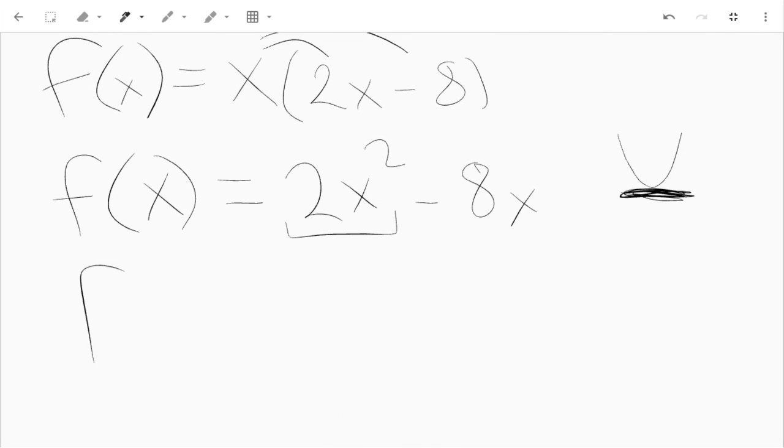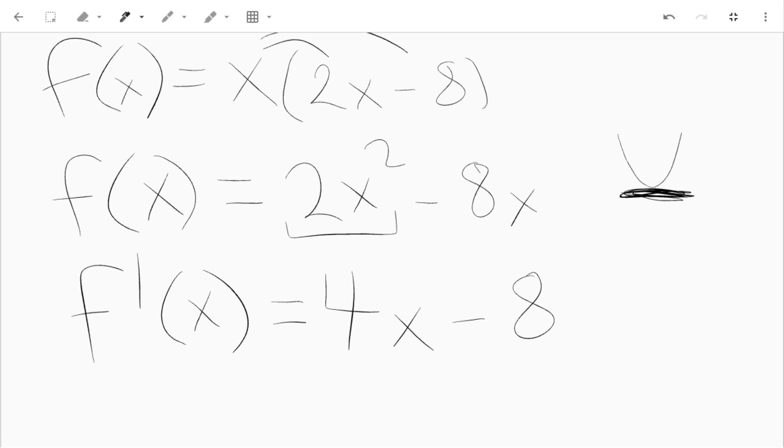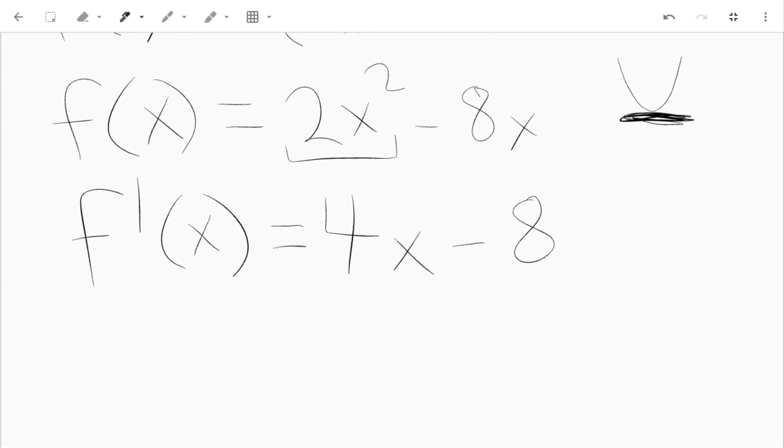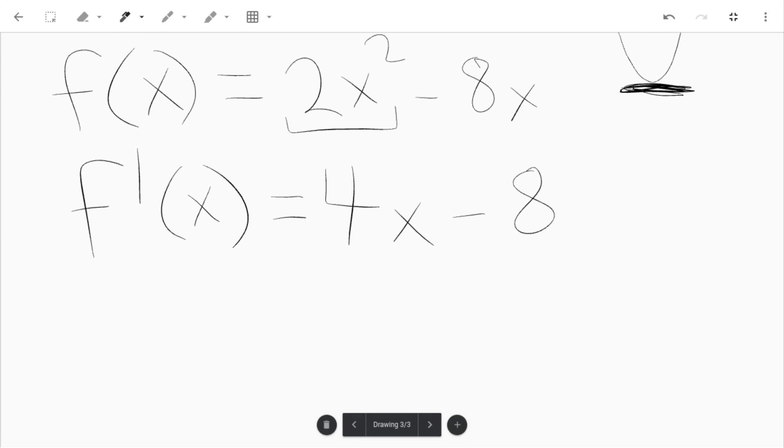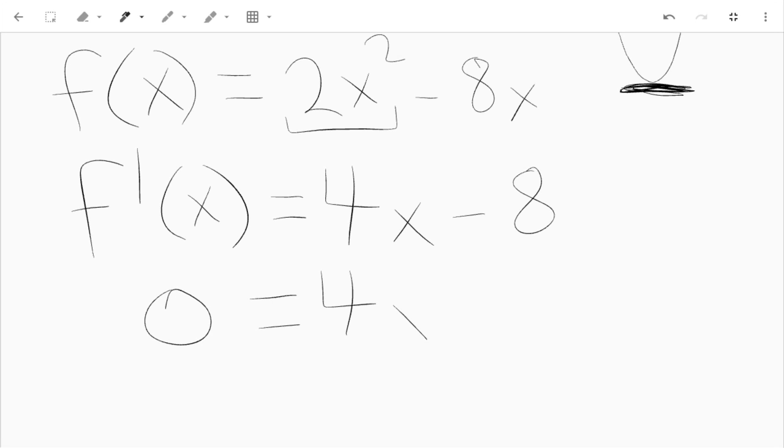Okay, so f prime of x, just using our power rule, could be 4x minus 8. Now, as I mentioned, wherever your first derivative is equal to 0, that's going to represent the location of a critical point. In this case, it'll represent the location of our minimum. So let's go ahead and do that. We'll set 0 equal to 4x minus 8.